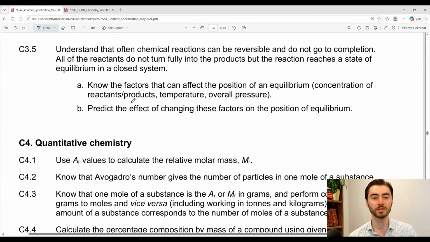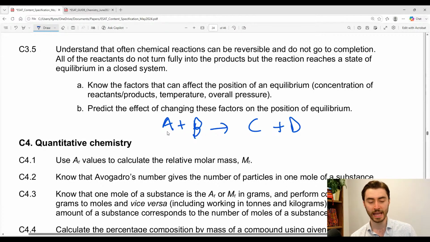Okay, so as well, let's talk about that. If we have A plus B going to C plus D, and we increase the concentration of A, that shouldn't be that simple. Given that we're talking about equilibrium, it should be a nice two-way equilibrium arrow.